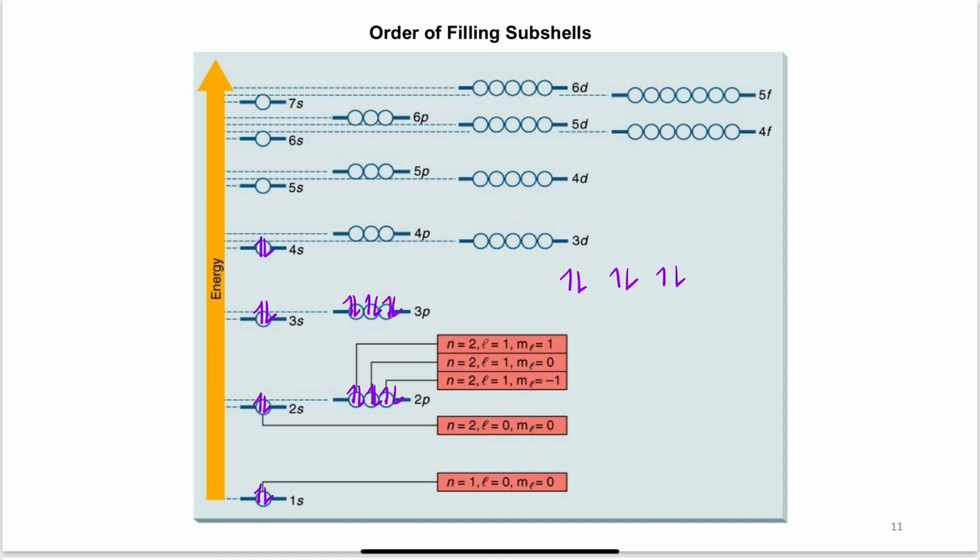4s, then 3d, 1, 2, 3, 4, 5, 6, 7, 8, 9, 10, then 4p, 1, 2, 3, 4, 5, 6, then 5s, 4d, 5p, 6s, 4f, 5d, 6p, 7s, 5f, 6d, and so forth. If you follow through on the periodic table, you should be able to get the right configuration.